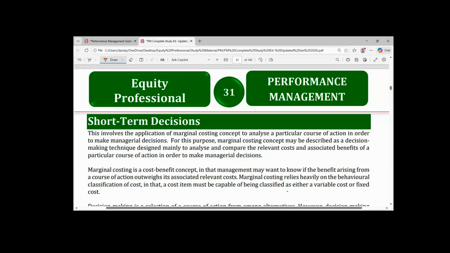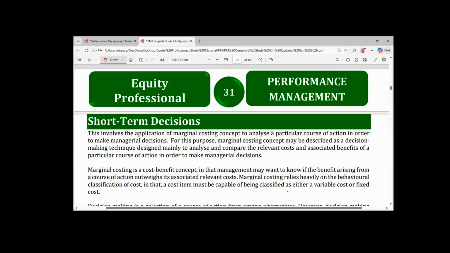All right. So now, what do you understand? What is short-term decision? Short-term decision simply means the application of marginal costing technique and the principle of relevant costing to analyze a particular course of action in making managerial decision. I repeat, short-term decisions represent the application of marginal costing technique and the principle of relevant costing to analyze a particular course of action in making managerial decision.